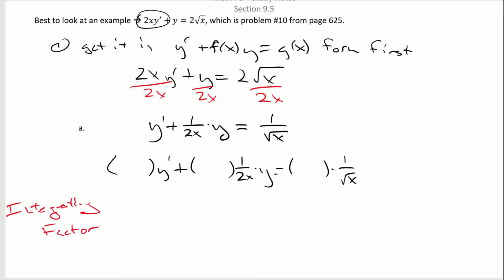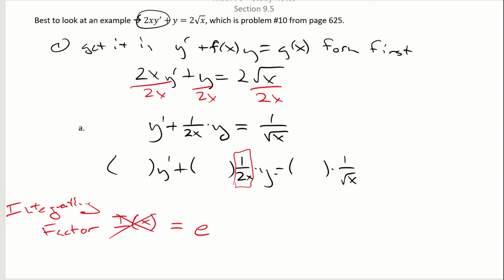Now, the book says it's I of x. You can ignore that, whatever. It's equal to e. Now, here's the thing. Back up. See this guy here? That's the derivative of the power of e.